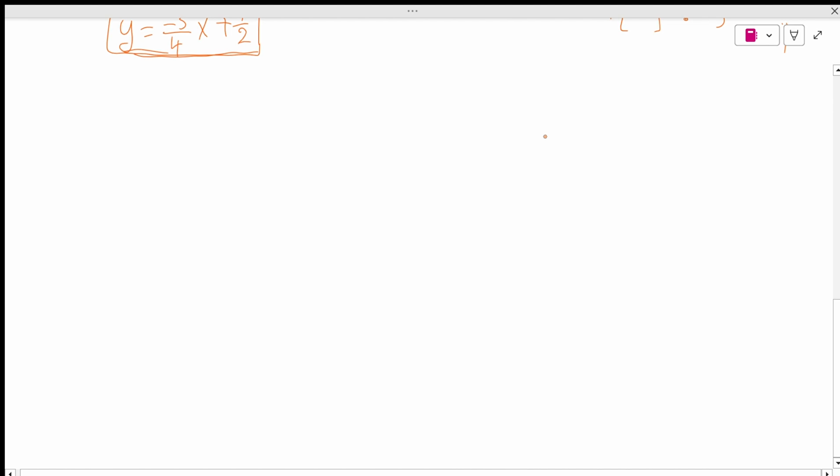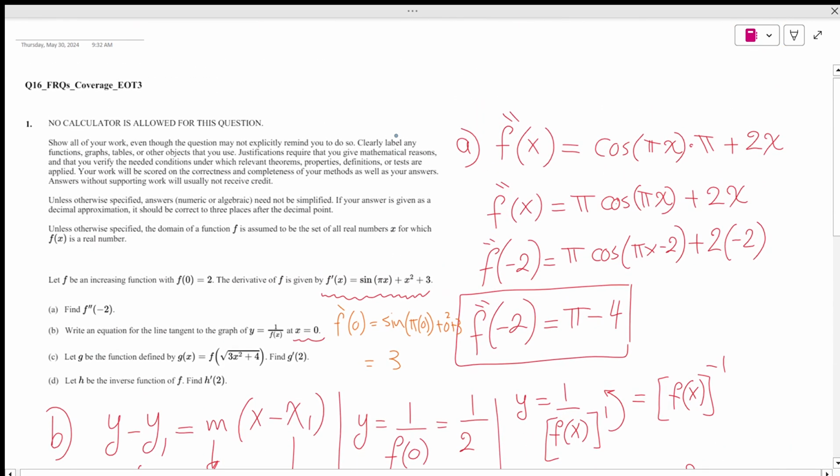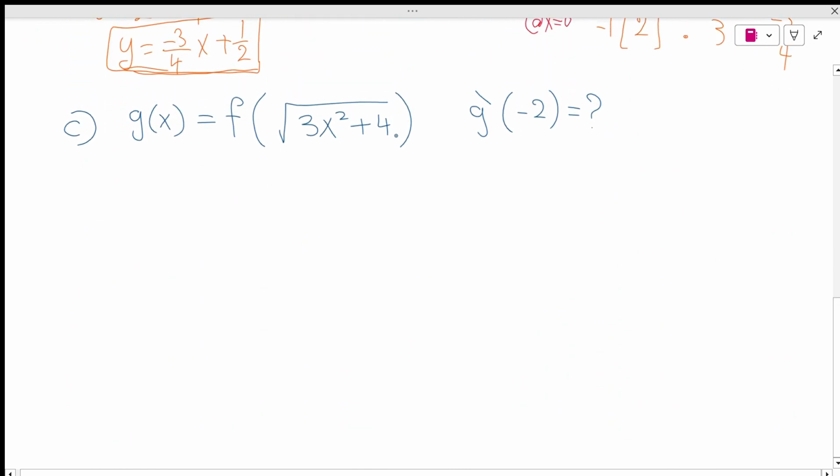So for part C, we have g of x is equal to f of the square root of 3x squared plus 4. Find g prime of 2. Is it -2 or 2? It's g prime of 2, not -2.